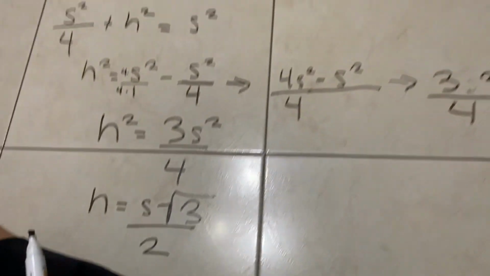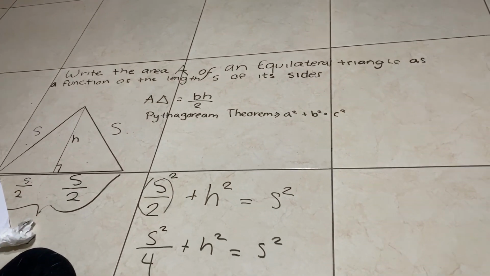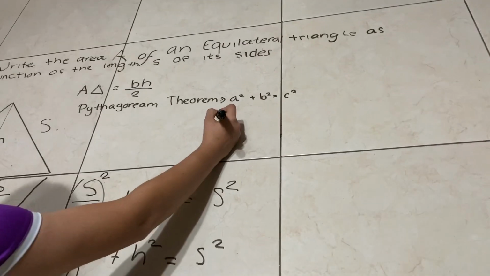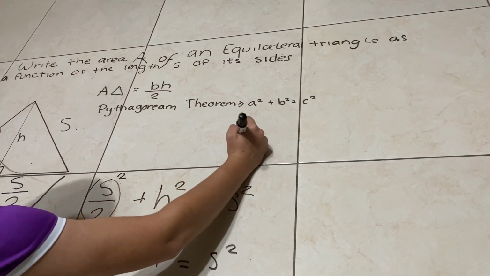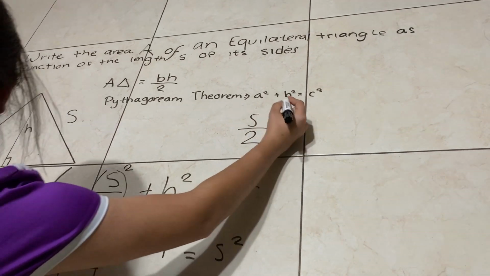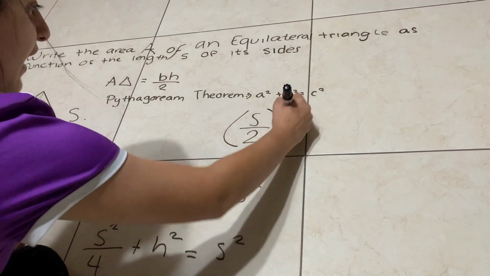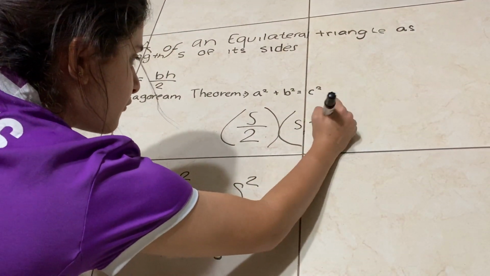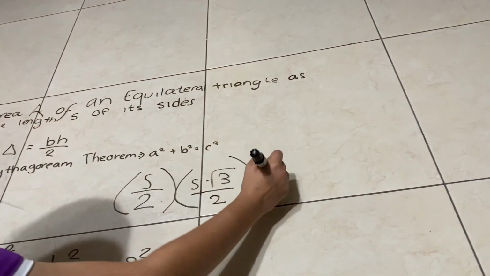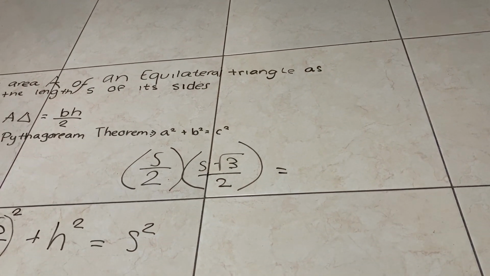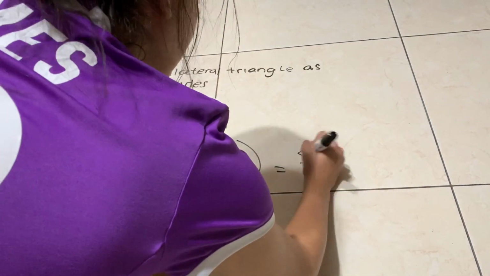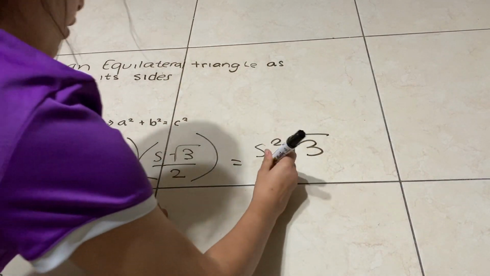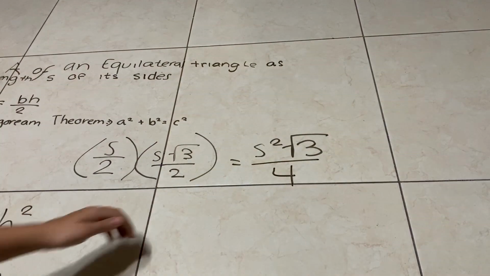Then we gotta use the area of the triangle. So now that we have H, which is the height, we're gonna do the base, which is S over 2, times the height, which is S square root of 3 over 2. This will give us S squared square root of 3 over 4.